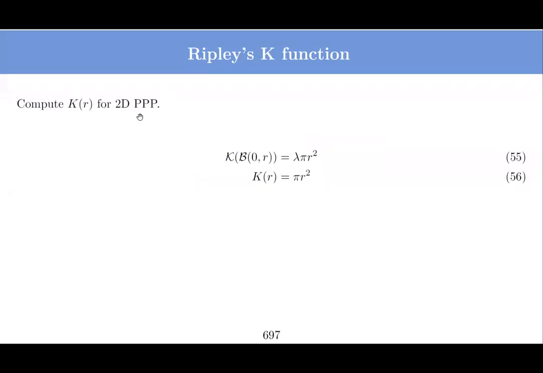And for a two-dimensional Poisson point process, this K is given as lambda times the size of B, which is pi r square. This is given as lambda pi r square. So the Ripley's K function is actually given by lambda pi r square divided by lambda, which is pi r square.